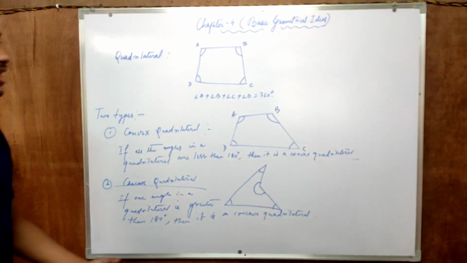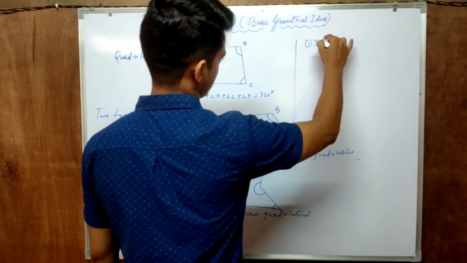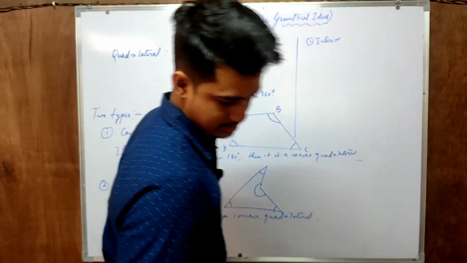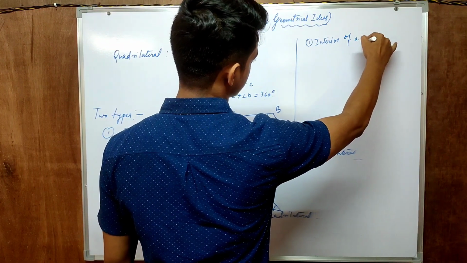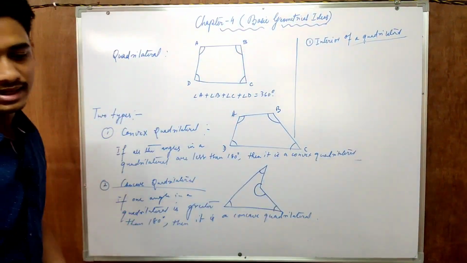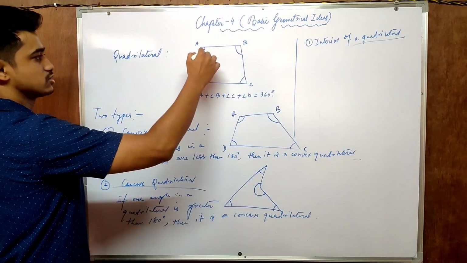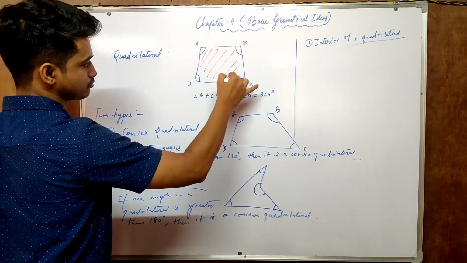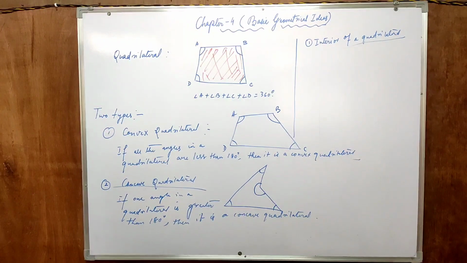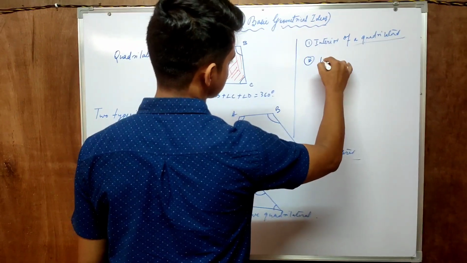After that we have three more parts. I'm explaining them here because these three parts keep repeating. Interior, what exactly is it? Interior of a quadrilateral means the portion which is in the quadrilateral. If you observe this figure, this portion is the interior portion of the quadrilateral, right? That is what interior of a quadrilateral means. Next one is exterior.